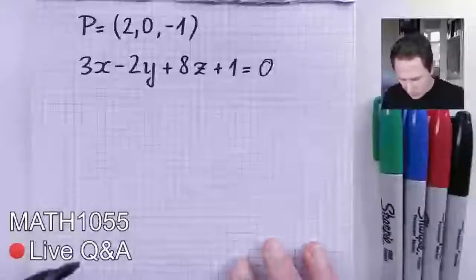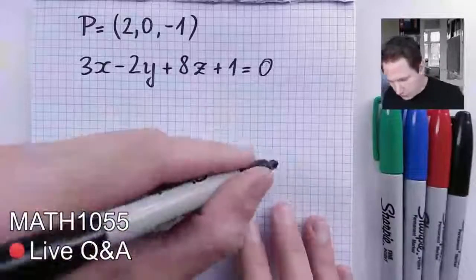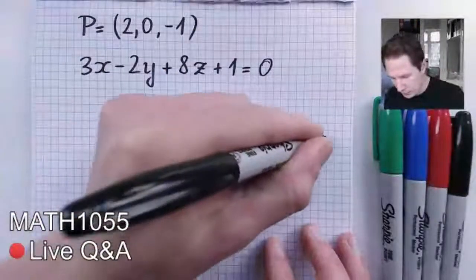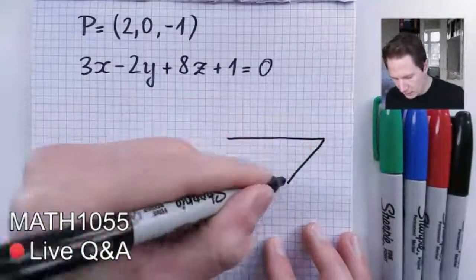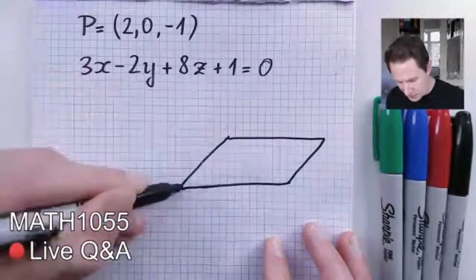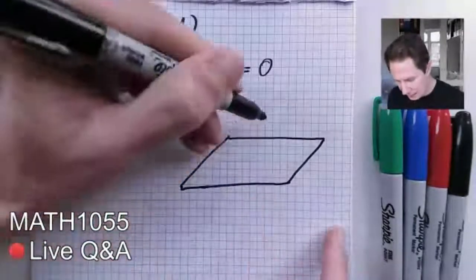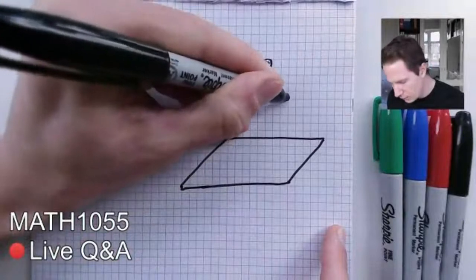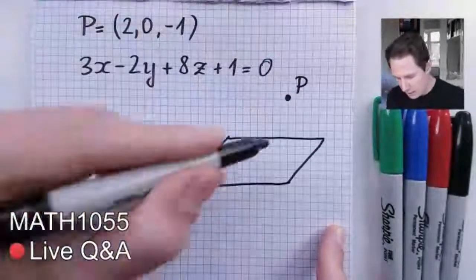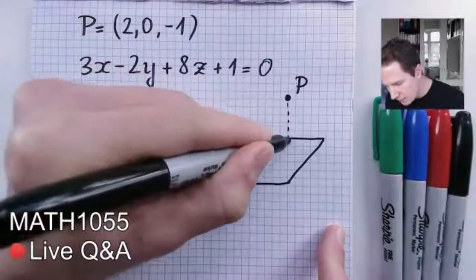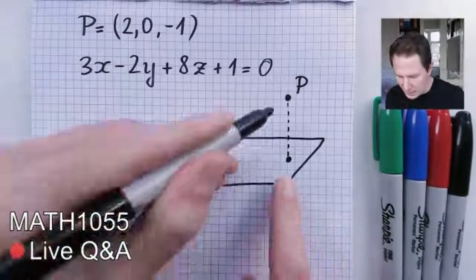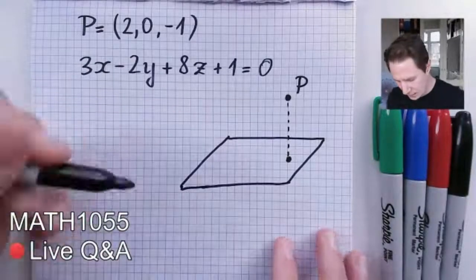It's always a good idea to try to sketch something, some sort of drawing, so you can get an idea as to how to find this distance, because now we have a plane and we have a point sticking out of the plane, and we are looking for this distance, right? We want to drop this point to the plane and measure that distance.